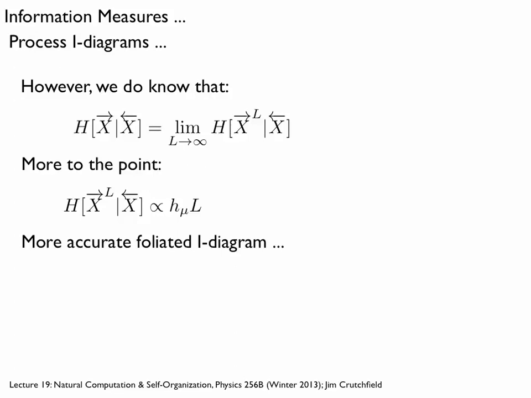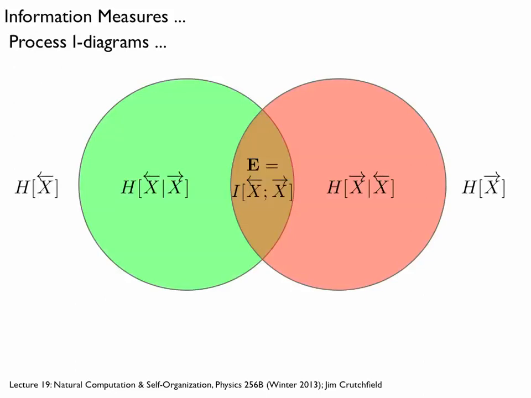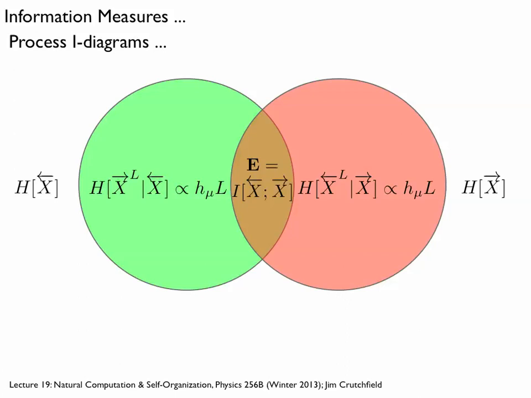This has a consequence for the information diagram. Here's the previous information diagram. We're talking about this quantity here. This is now block entropy. I'm writing this down. This diagram is now actually correct because everything's finite. And this crescent here scales with H_mu L. Actually, we'll talk about this next quarter. You can also talk about retrodicting the past here. Actually, I got these backwards. That's the past, that's the future, so just swap these two things. But they both scale as H_mu L.